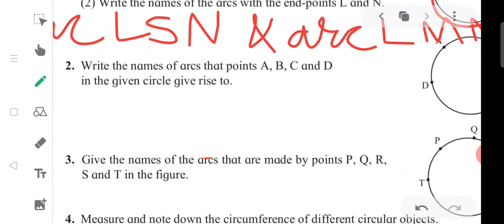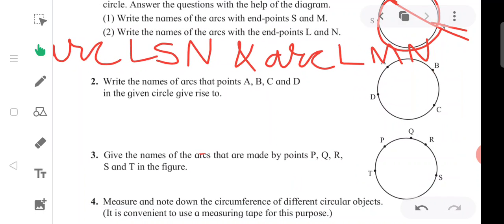Now see question number 2. Question number 2 is, write the names of arcs that points A, B, C and D in the given circle give rise to. See, again here we have to write the names of arcs that are formed from the points A, B, C and D. So let's see.